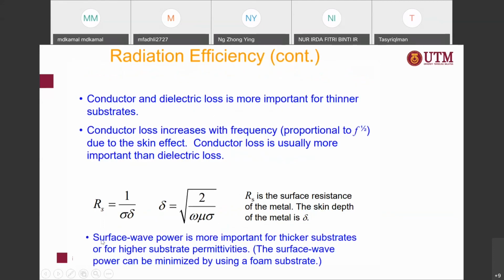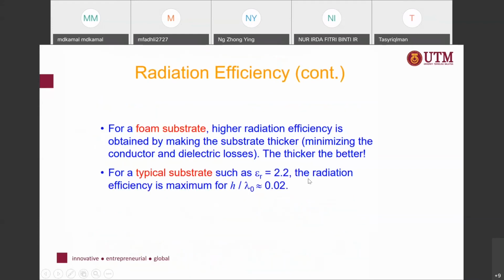Okay, so what we have here is radiation efficiency in terms of R, so you can find your tangent delta. Conductor loss increases with the frequency, and tangent delta is more important for thinner substrates. Conductor loss is proportional to the square root of your f due to skin effect. Conductor loss is usually more important than the dielectric loss here.